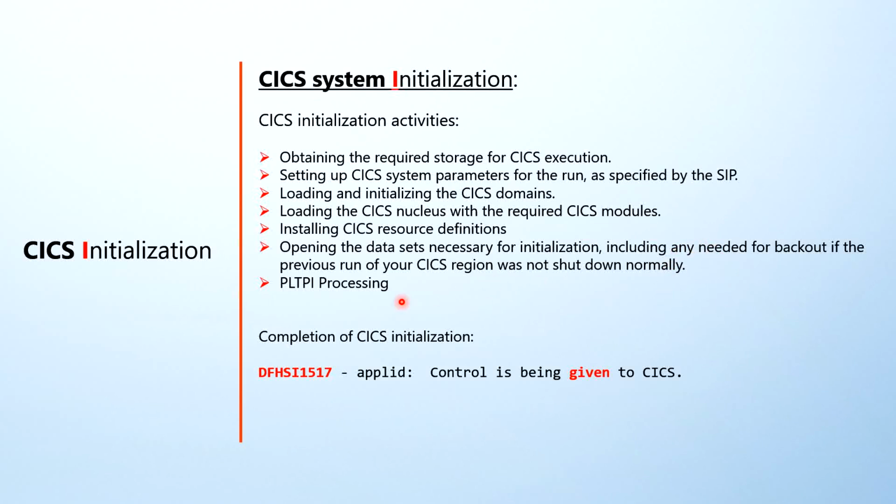And apart from that, you have something important called PLTPI processing, wherein you mention which programs have to be triggered automatically when a CICS region comes up. So that processing is called PLTPI, program list table post initialization processing. Once the region is up, to confirm that the installation was successful, you can search for this DFHSI1517 message code, or you can search for a keyword called control. If you see this message, that means your CICS has come up fine.